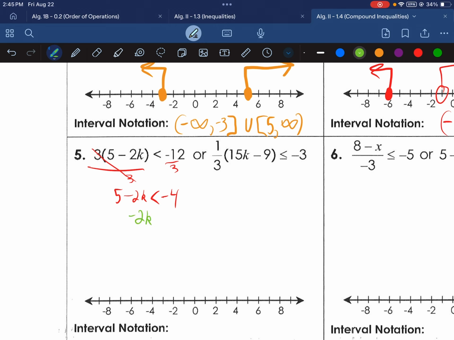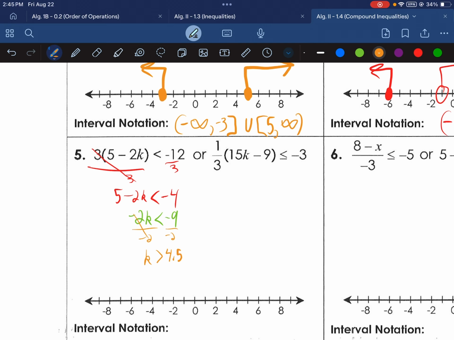And dividing by negative 2 makes me flip my inequality to have a greater than instead of less than, and it ends up being 9 over 2 or 4.5. If you put 9 over 2 or 4.5, that is also okay. I'm going to put 4.5 here because I find it easier to graph when I see the decimal.